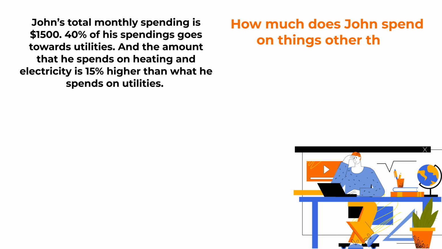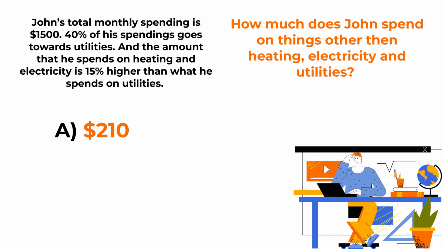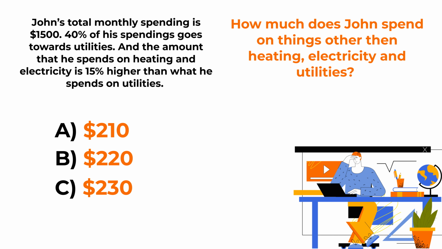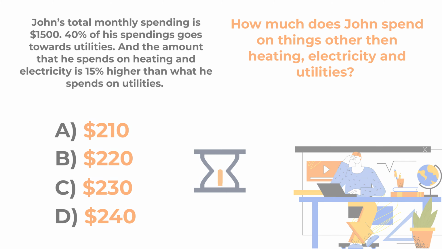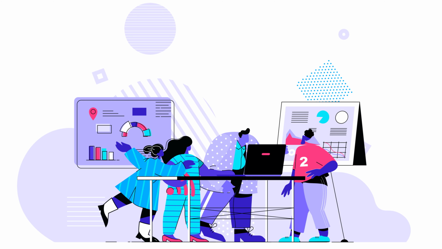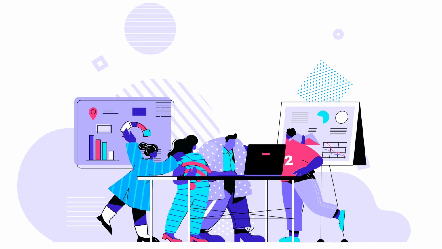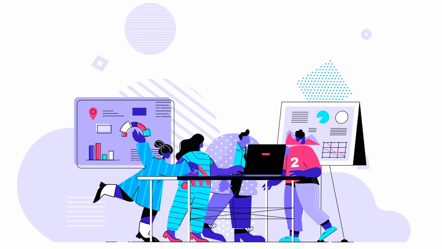You're presented with 4 different choices. Choice A, $210. Choice B, $220. Choice C, $230. And choice D, $240. Do you see the answer? Please feel free to pause this video and think how you can calculate the amount, because the answer may not be obvious. Ready or not, I am going to move forward and teach you how to do the calculations so we can get to the correct solution together.